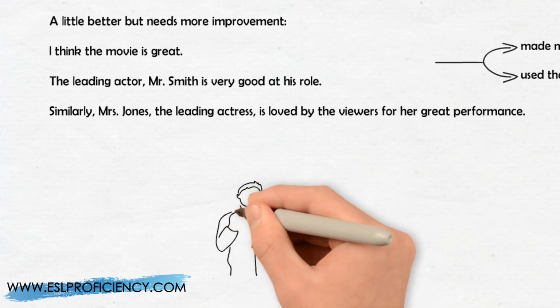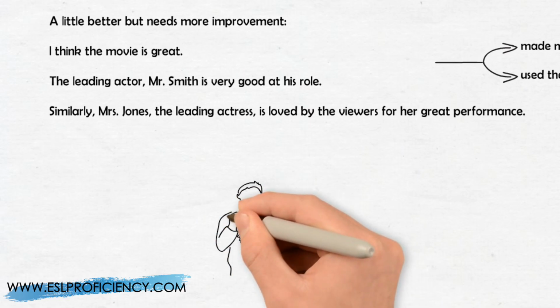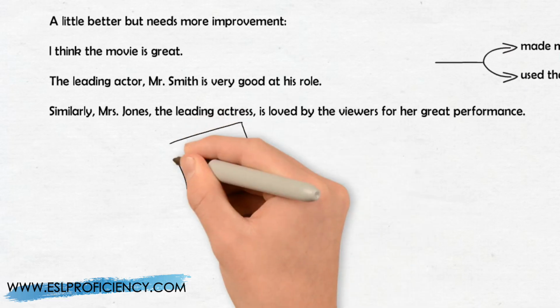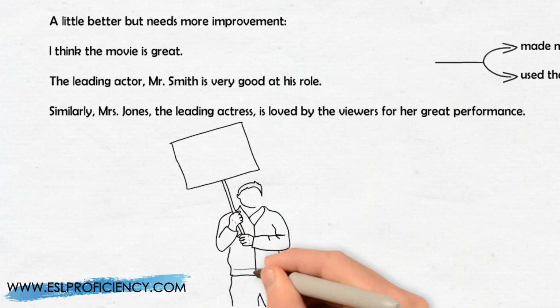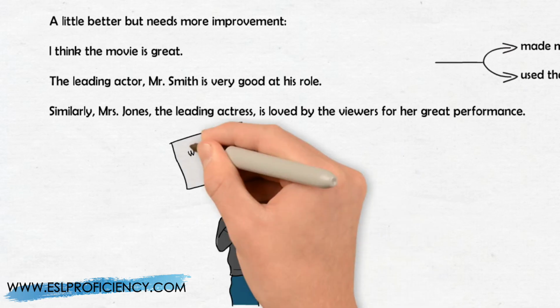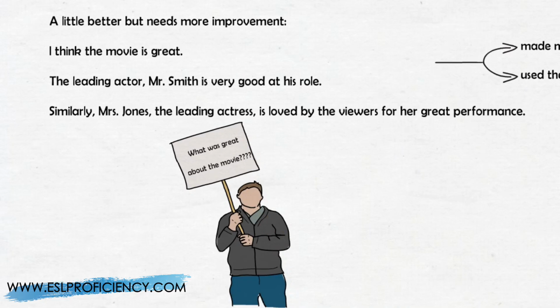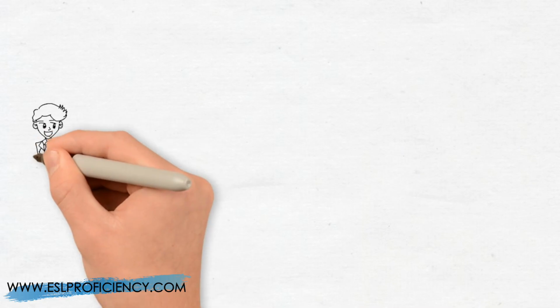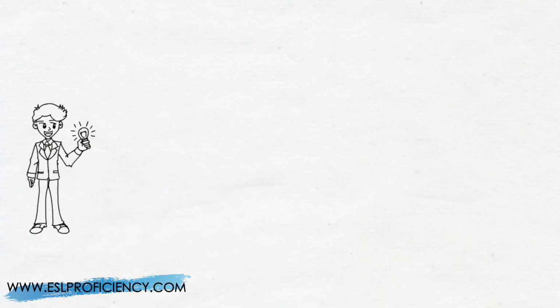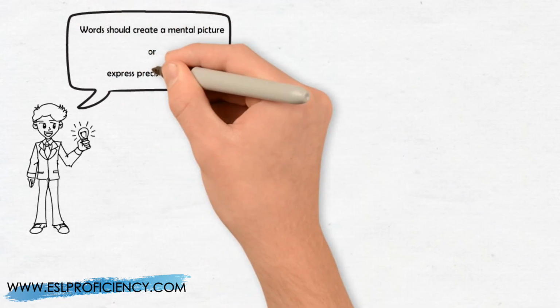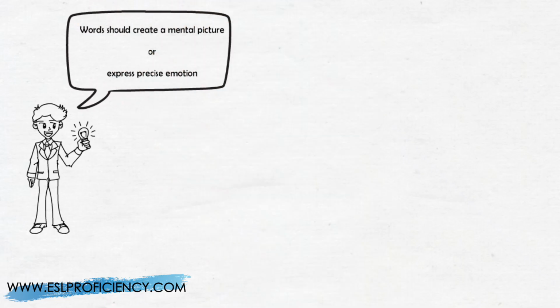Now, our opinion is clear, but is the example specific enough? The answer is no again, because we have used unclear or vague language. For example, when we say the movie is great, we are not being specific. What do we mean by great? Are we talking about writing, directing, acting, or something else? Simply put, your words should create a mental picture or express precise emotion. So, try to be specific in your writing without cluttering your work.